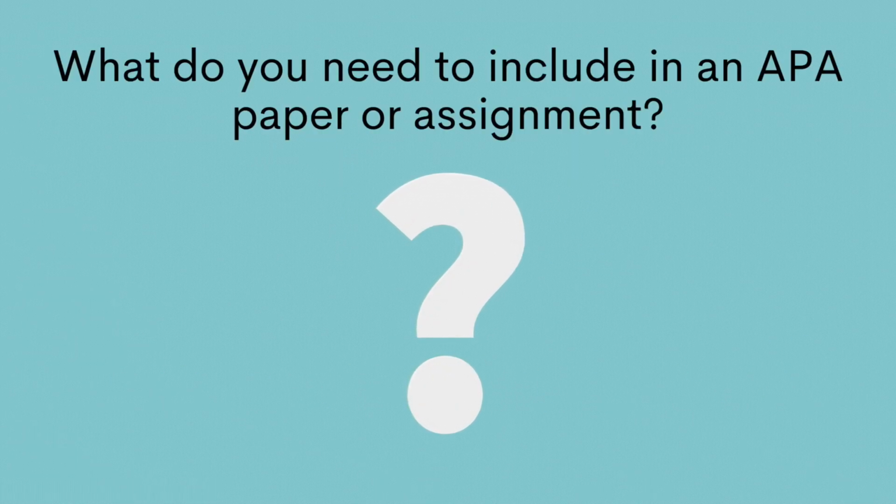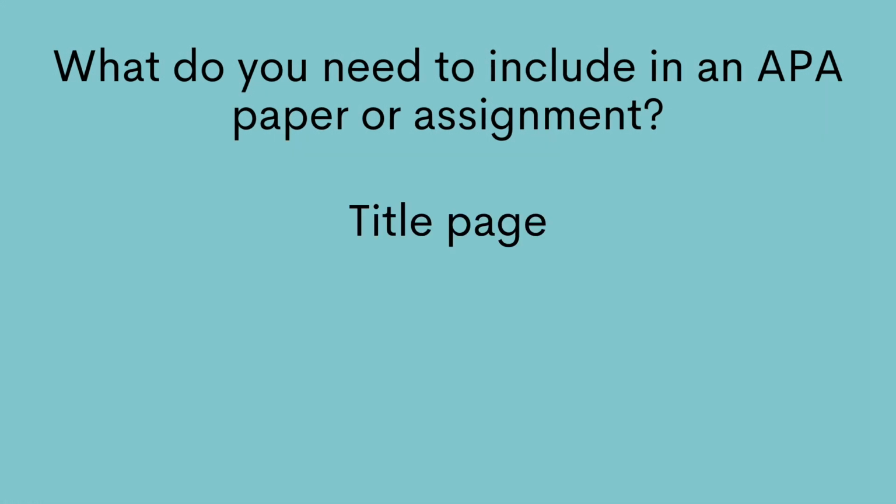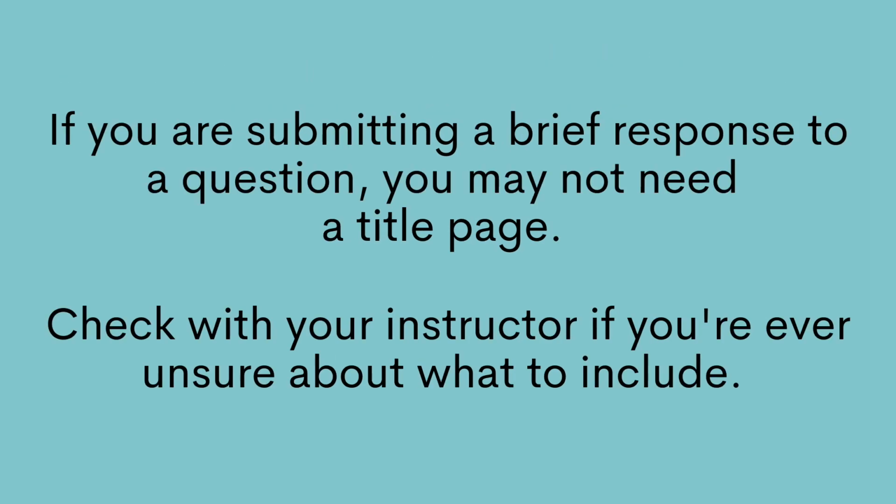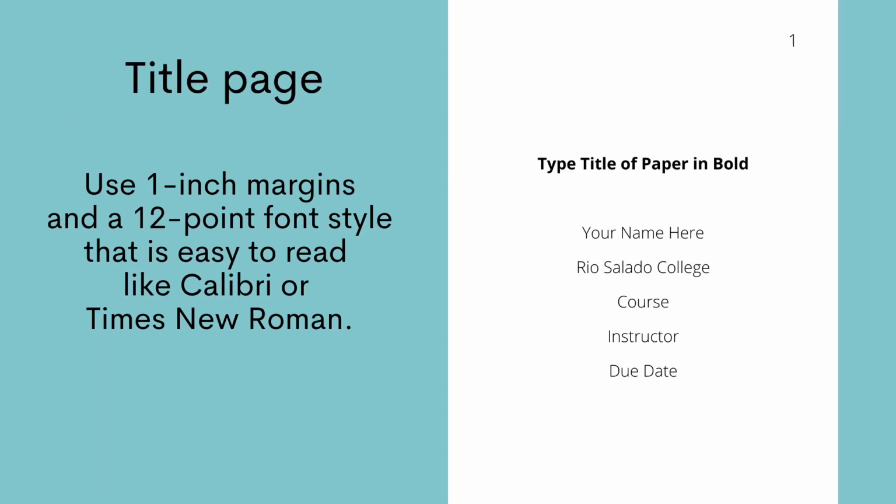So, what's included in an APA paper? There are three main elements: a title page, the body, and the references page or list. If you aren't writing a full paper and are just submitting a brief response, you probably won't need a title page. Double check with your instructor if you ever need clarification about what to include in an assignment.